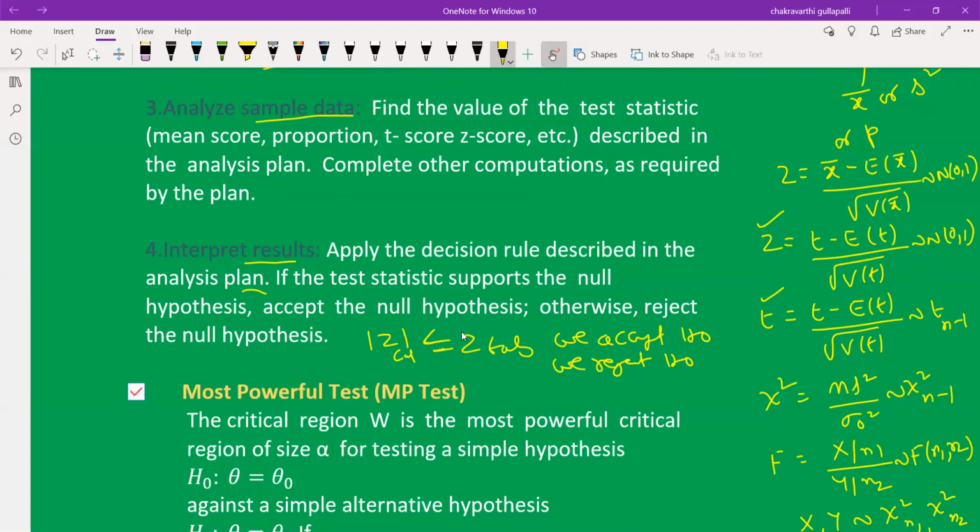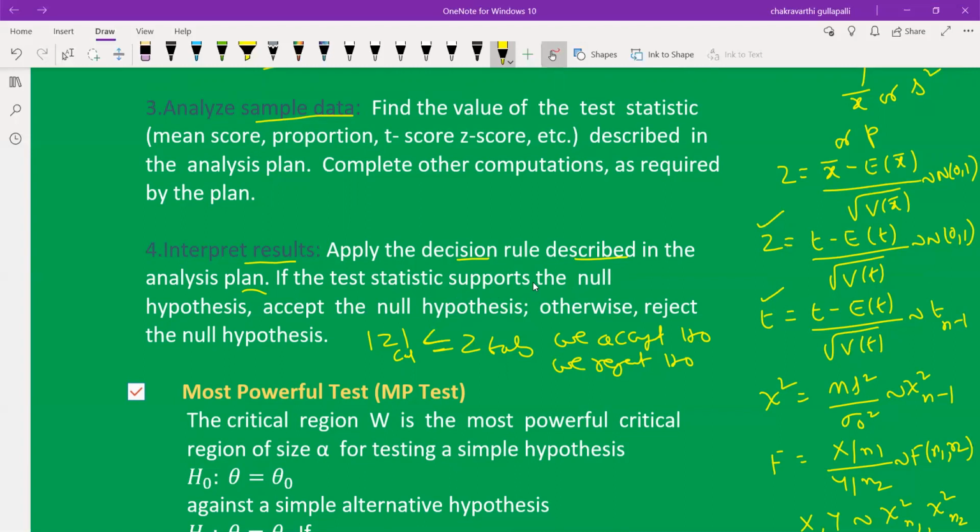Similarly, if mod T calculation is less than or equal to the T table value, we accept H naught, otherwise we reject H naught. Apply the decision rule described in the analysis plan. This is the decision rule. If the test statistic supports the null hypothesis, accept the null hypothesis. Otherwise, reject the null hypothesis.